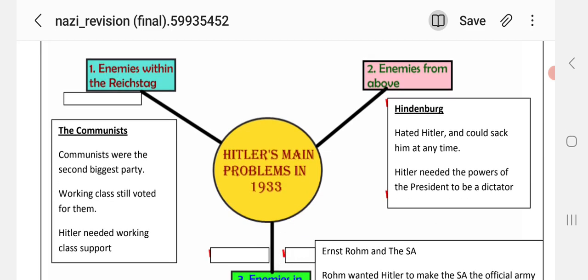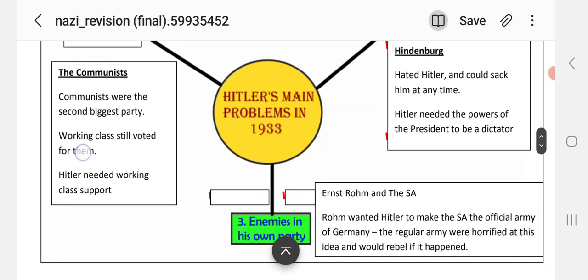Hitler's main problems in 1933. One: enemies within the Reichstag. Communists. Communists were the second biggest party. The working class still voted for them, and Hitler needed working class support. Two: enemies from above. Hindenburg. Hindenburg hated Hitler and could sack him at any time, but Hitler needed the powers of the president to be a dictator.